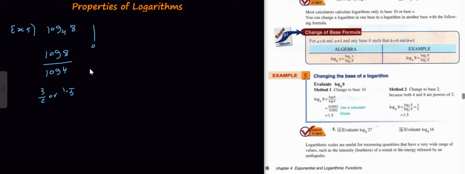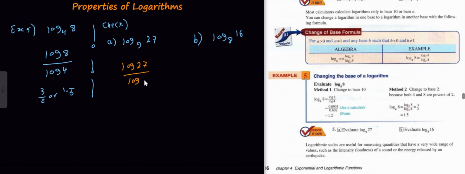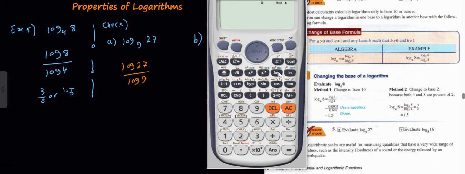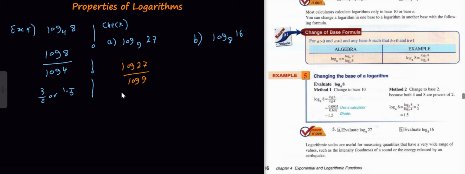For the check-it-out examples, immediately we can apply the rule: log 27 over log 9. By the rule, it will be log 27 divided by log 9 equals 3 over 2 again. So 3 over 2 means 1.5.